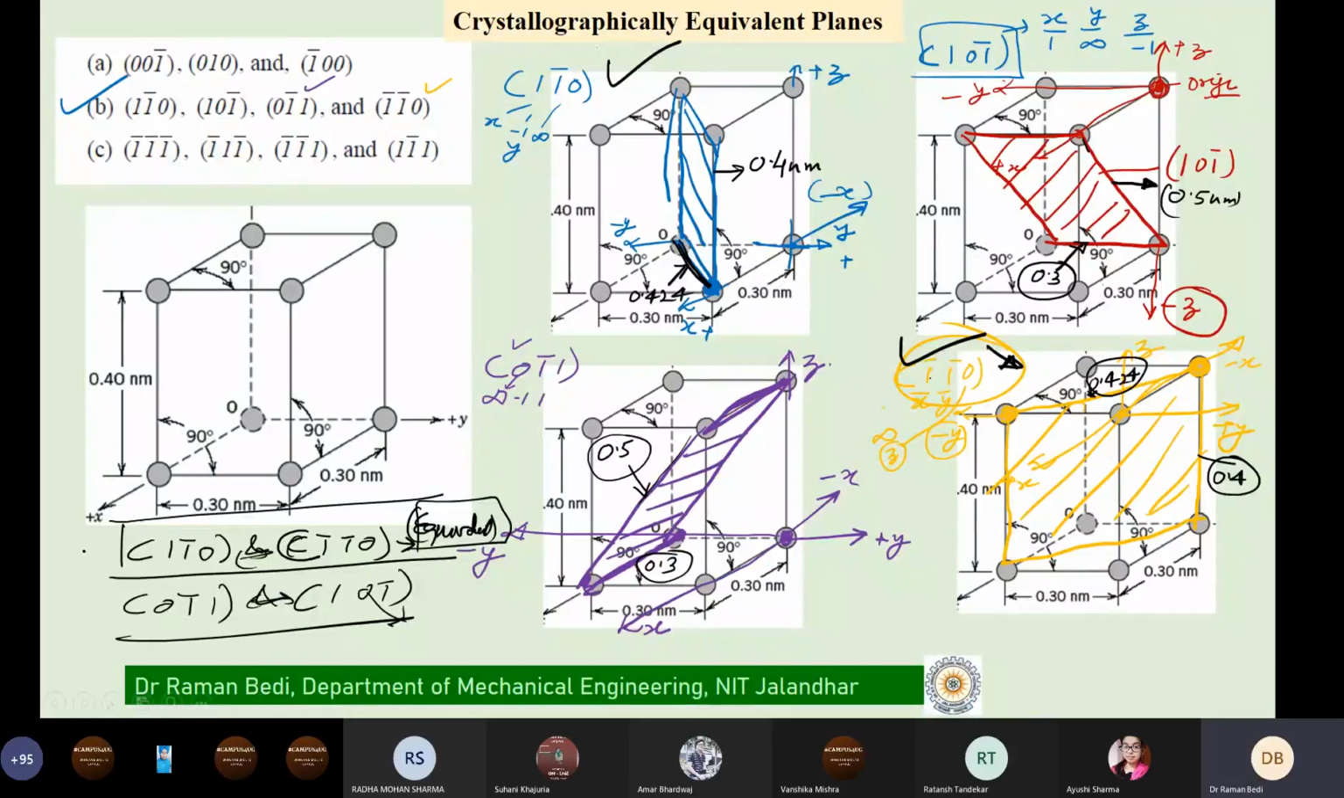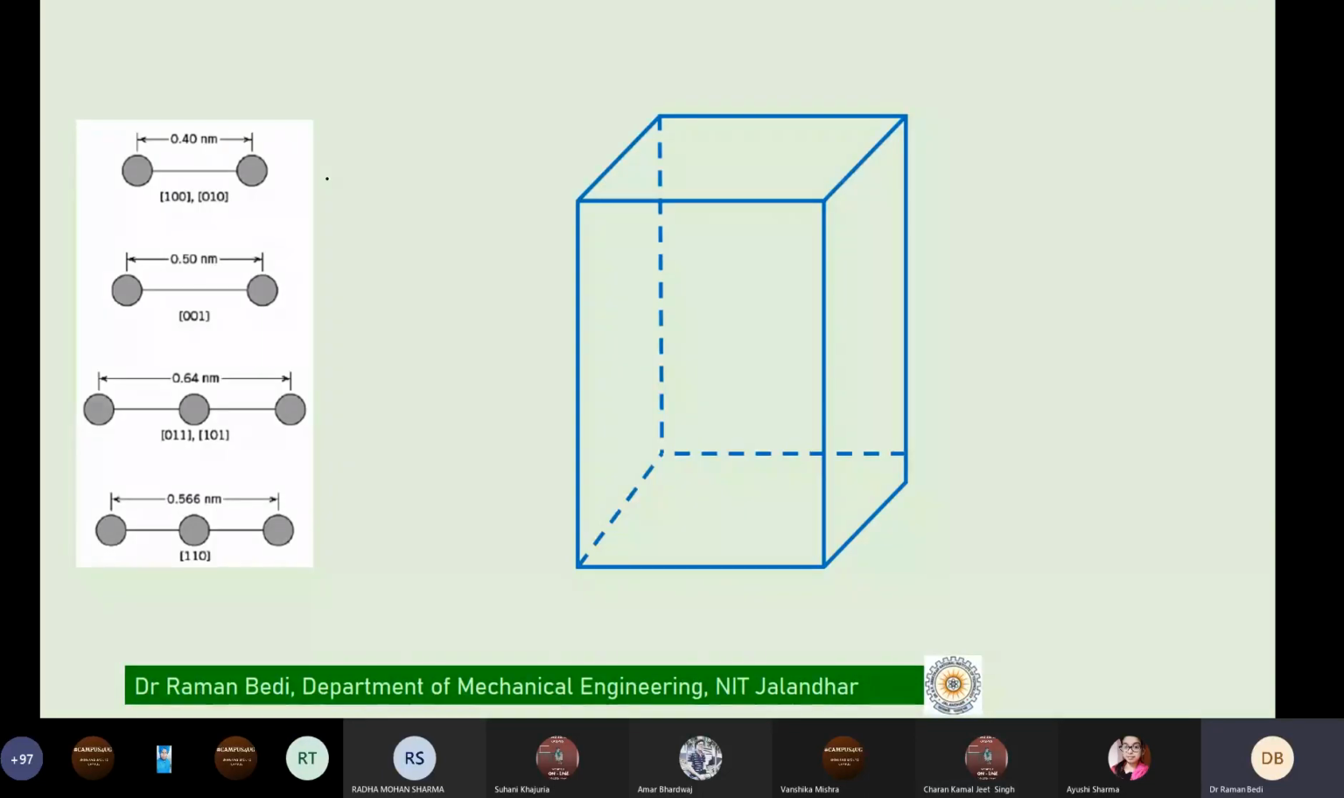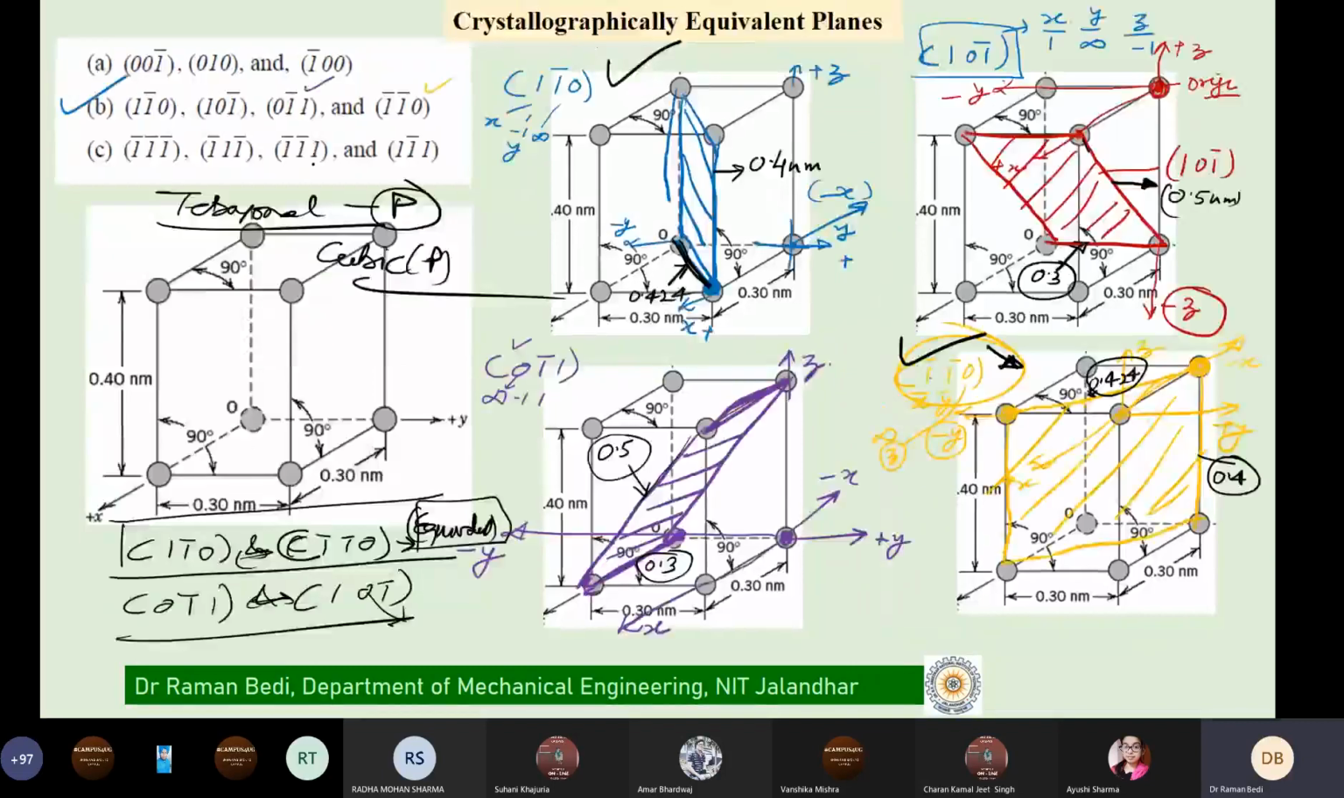And again, what will happen if this would have been a cubic system? All three will be equal. So this is a tetragonal P system. If this was a cubic P system, then all of them would have been the same. Okay, I hope this makes things a bit clear now. Let's move forward. I'll finish up this example today.